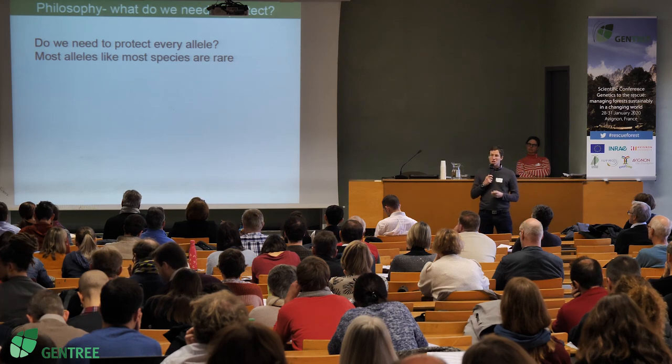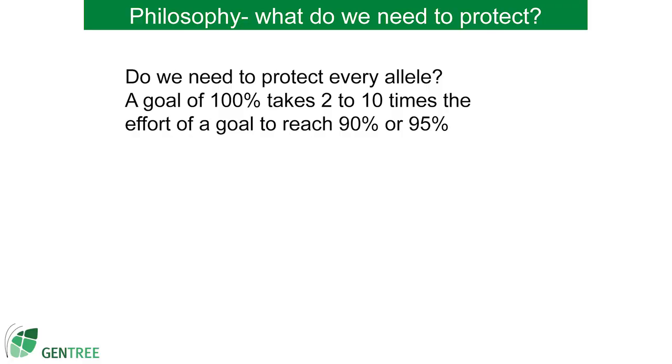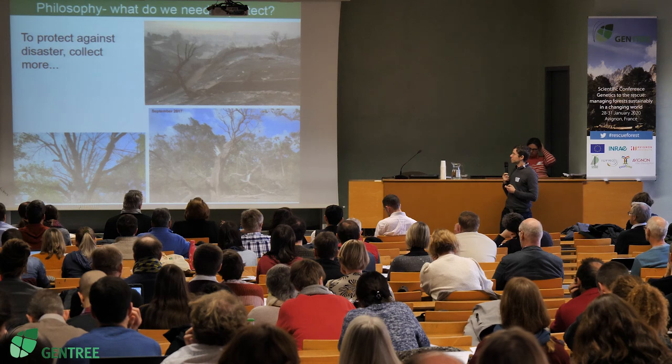The question is, there's two questions I pose. Do we need every rare allele? To get every allele that exists, even for rare species, much harder for common species, but for rare species, it's going to take 2 to 10 times as much effort to get 100% of the alleles as it would take to get 90 to 95%. So that's a huge effort. Do we need every allele?